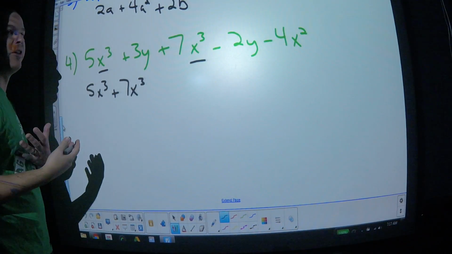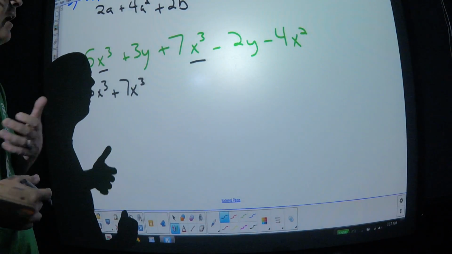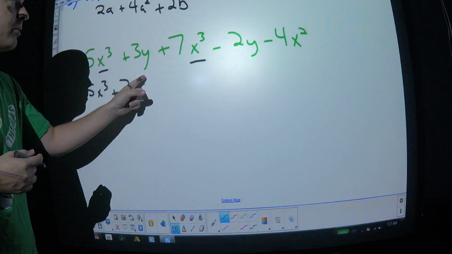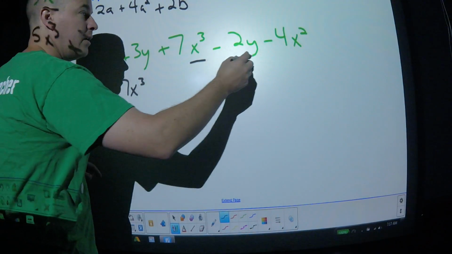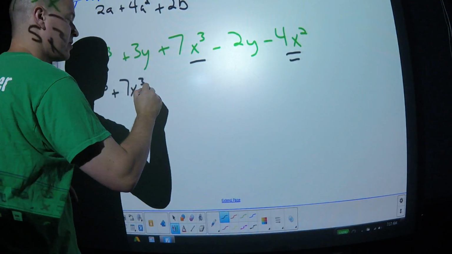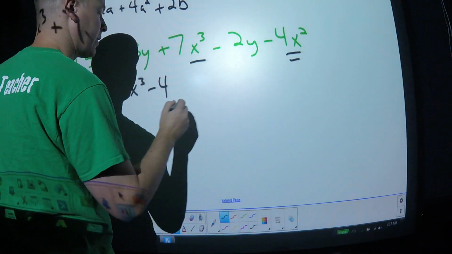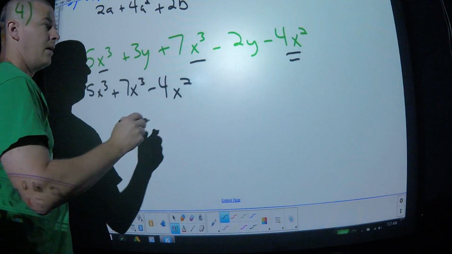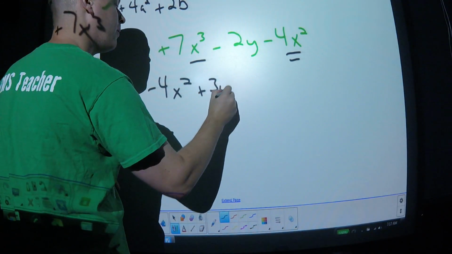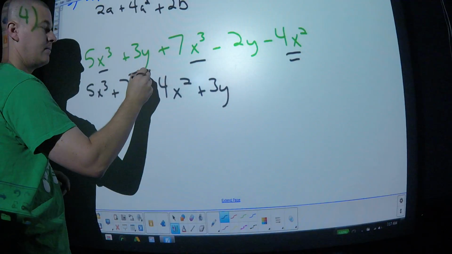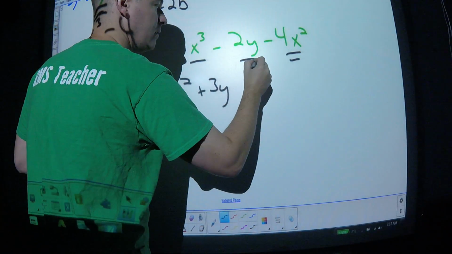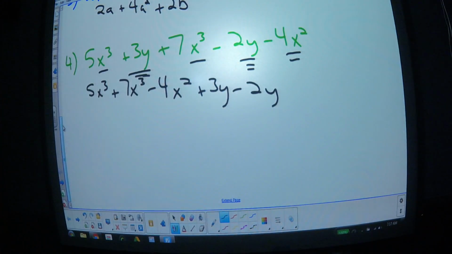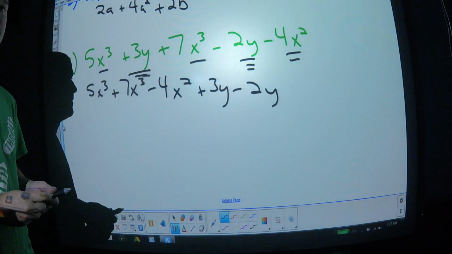And we like to order them based upon the size of their exponent. So we start with the cubes. Then we have the x squared, so minus 4x squared, plus 3y minus 2y. Now that we've ordered it, it makes it a lot easier to condense.